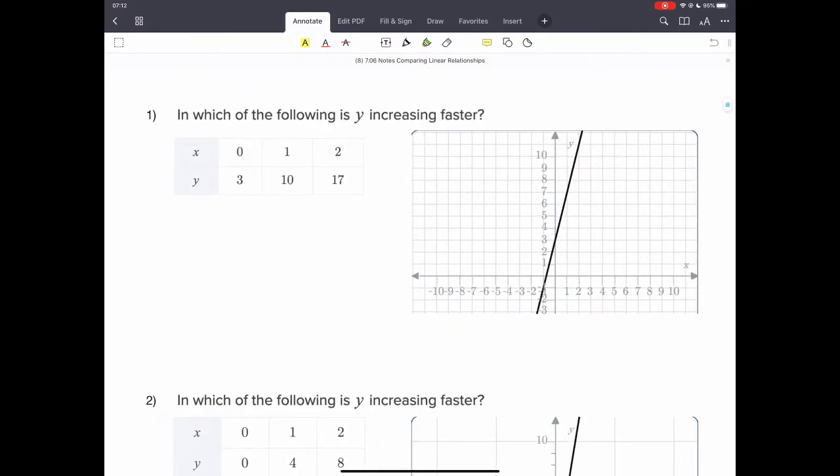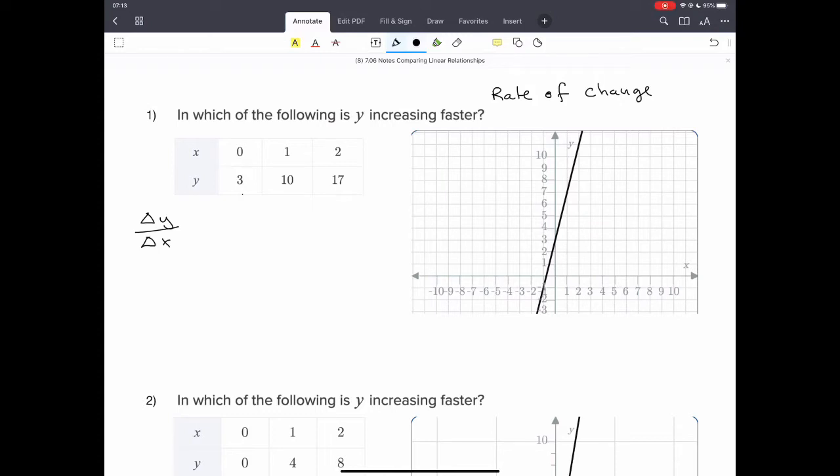The first question is asking us, in which of the following is y increasing faster? So what this is asking us for is the rate of change. Which one has the greatest or fastest rate of change? If you recall, the rate of change is the change in y compared to the change in x. So it's the change in y, and we can write that as delta y over delta x. So let's look at the rate of change in the table first.